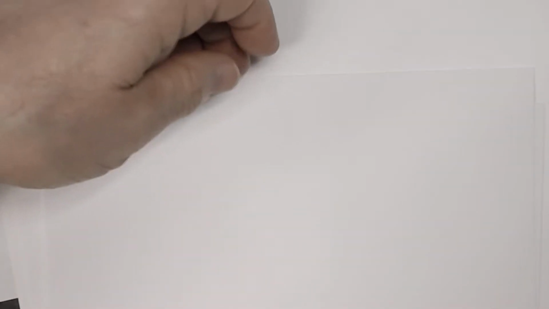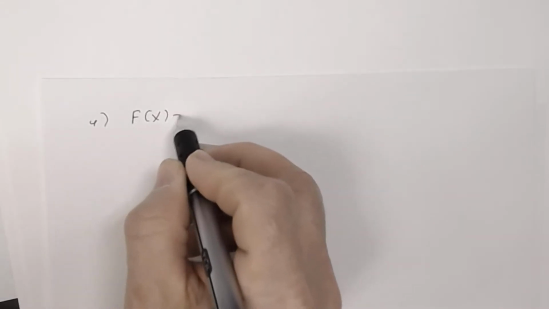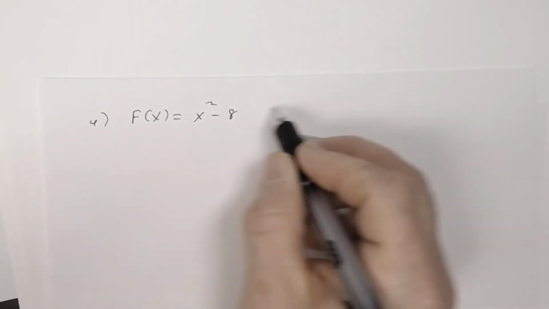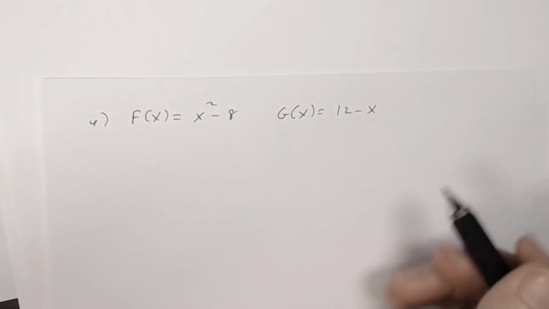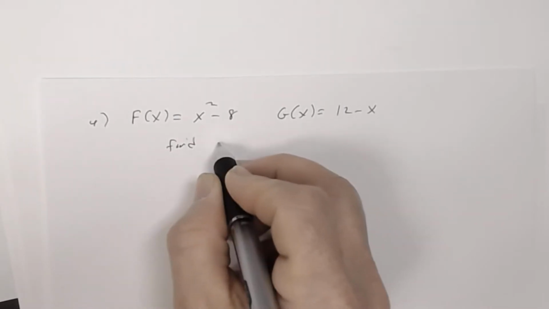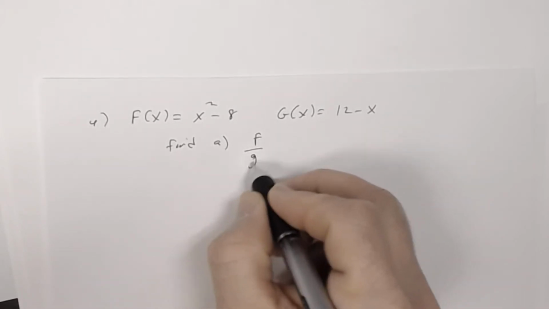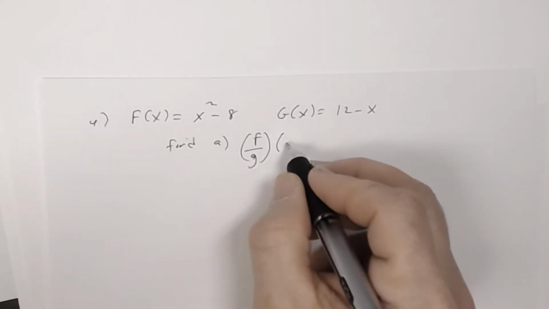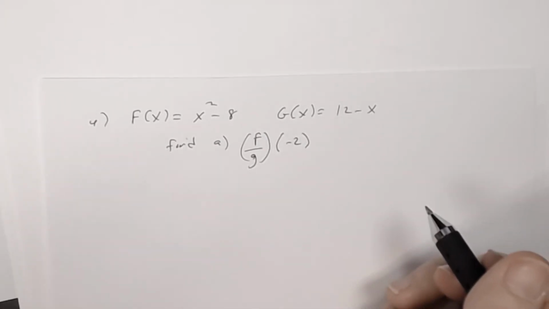All right, number 4. So let's do number 4. All right, so number 4, let's suppose in number 4, we have f of x equal x squared minus 8, and g of x equal 12 minus x. All right, and you want to find, and let's do two things. You want to find a, which is f divided by g at, let's say, negative 2. Okay, so f divided by g at negative 2.